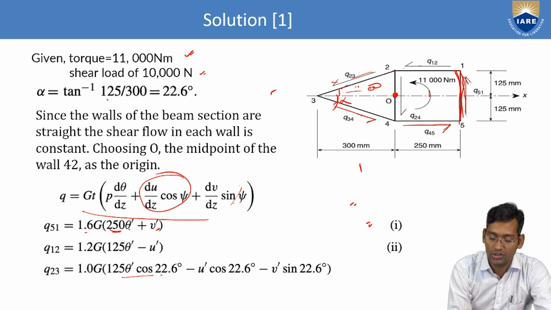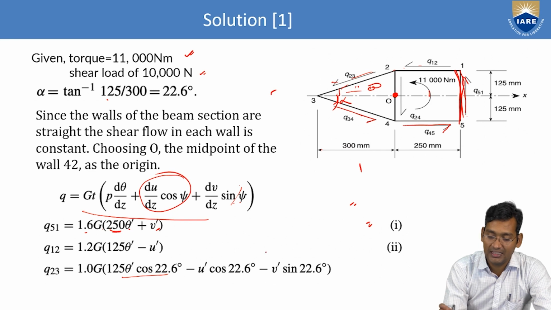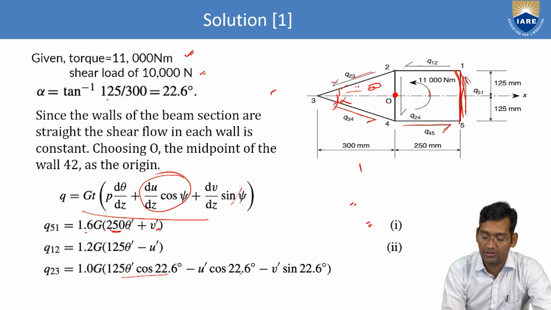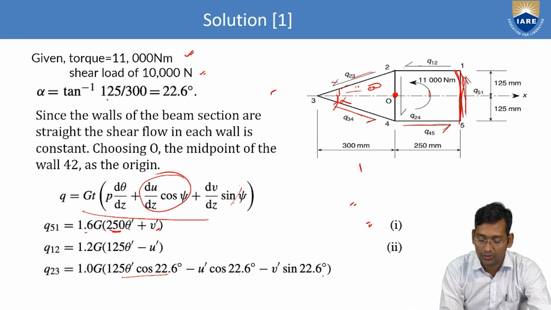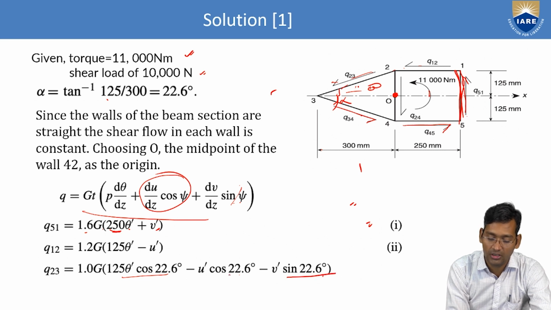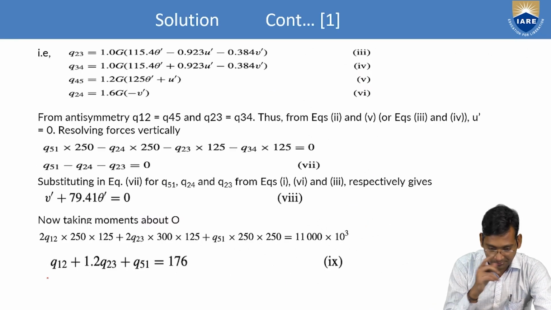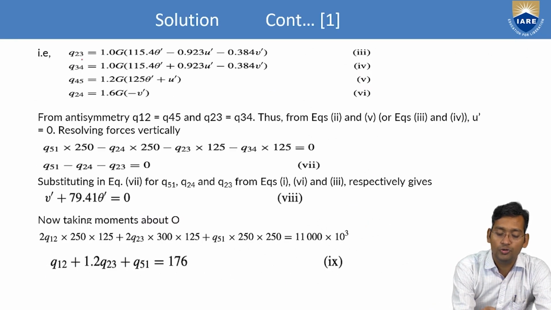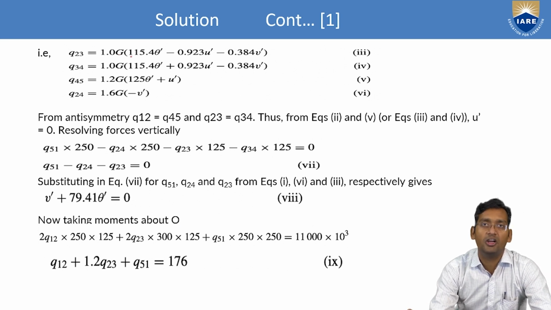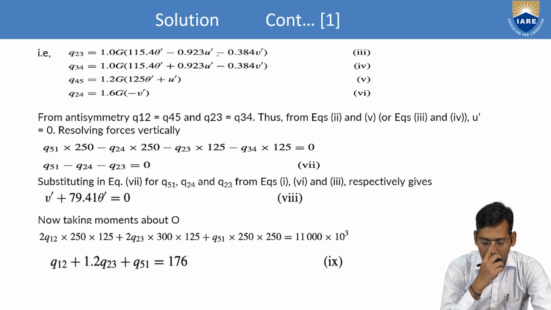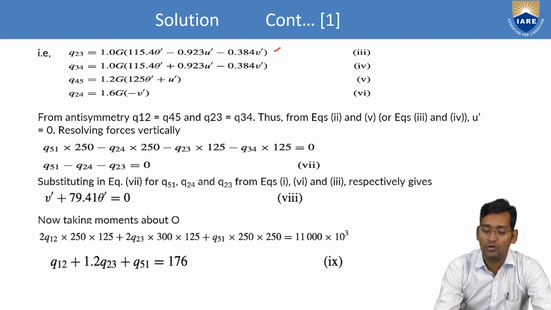So theta dash into cos 22.6 degree minus, here all are at angles, so the other term will be 0. So minus u dash cos 22.6 degree minus v dash sin 22.6 degree. Now here we have to put the value of sin 22.6 degree and cos 22.6 degree, then we will get Q23. So after putting the value, what we will get? Q23 as 1.0 g into 115.4 theta dash minus 0.923 u dash minus 0.384 v dash. So this is for Q23.